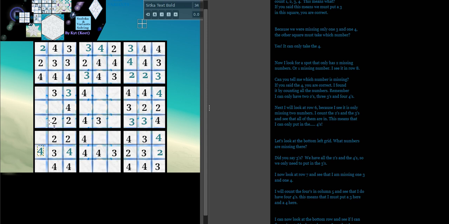Next, I will look at row 6 because I see it is only missing 2 numbers. I count the 2's and the 3's and see that all of them are in. This means I can only put in the 4's.